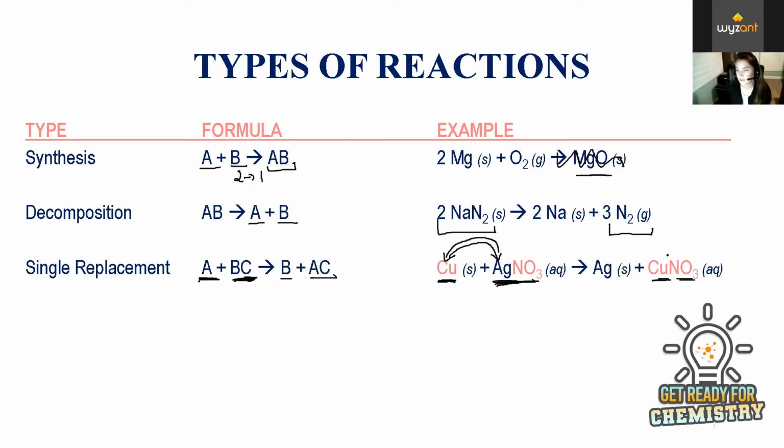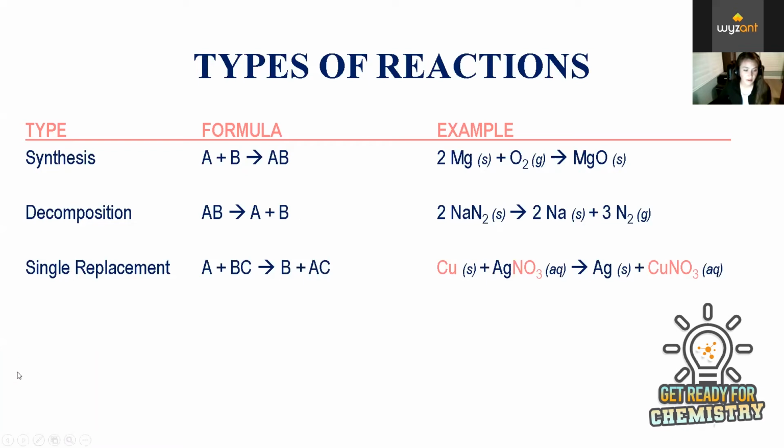So we assume that this is Cu plus 1 here, but if this was like copper 2 plus, then you would have to balance this as CuNO3 2. And then you'd, of course, have to balance the entire equation. So just always keep that in mind.